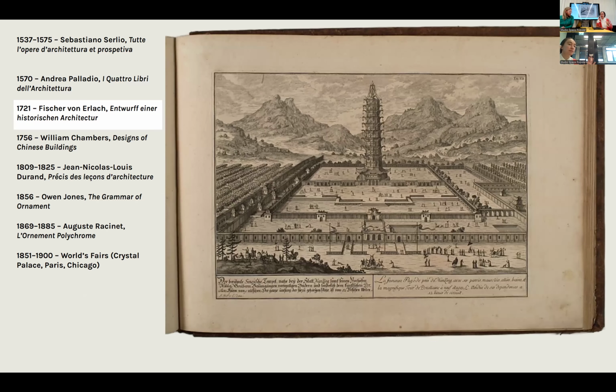Jumping quite a bit and skipping between the 16th century and the early 18th century, skipping some other books that happened in France that I don't know enough about, but they exist. Just in case you find them out as well, they're not here because I don't know enough to talk about them. Next is the Fischer von Erlach World History of Architecture.